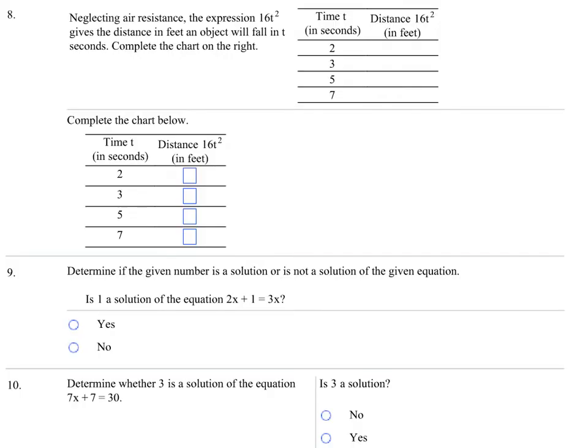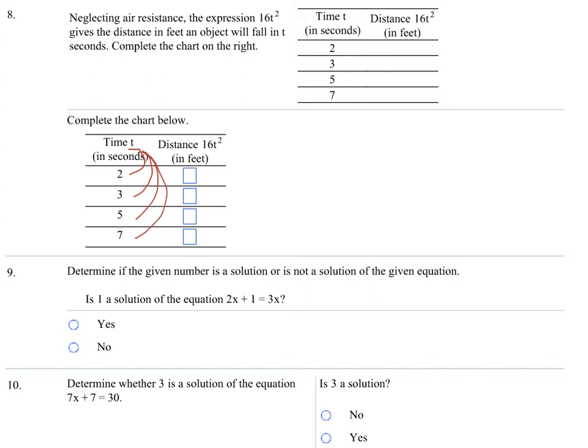The next example problem I'll do is number 8. Number 8 says, neglecting air resistance, the expression 16t squared gives the distance in feet an object will fall in t seconds. Complete the chart on the right. So first of all, we need to determine what numbers we are going to replace t with. Well, t are these numbers here. T could be 2 seconds, 3 seconds, 5 seconds, and 7 seconds.